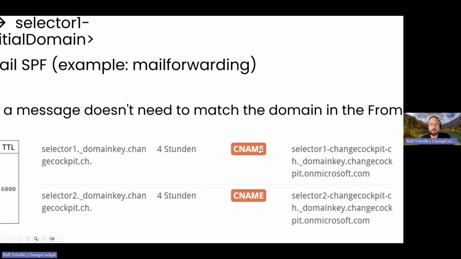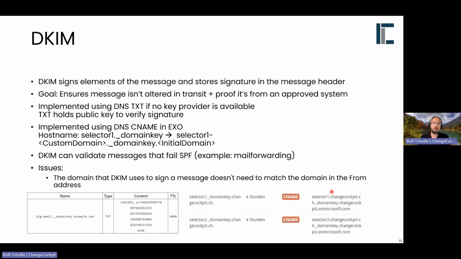For ChangeCockpit.ch, this looks like this in public DNS. We have a CNAME record. It's not a TXT record anymore, because we tell the system where the TXT record is stored using the CNAME. We have selector1 pointing to selector1 in ChangeCockpit.onmicrosoft.com. So that's hosted by Microsoft in my tenant for me for free. It's included in the license. And another selector2 pointing to the hosted selector2. So I don't have to do anything with cryptography. That's why implementation in Exchange Online is very, very easy.